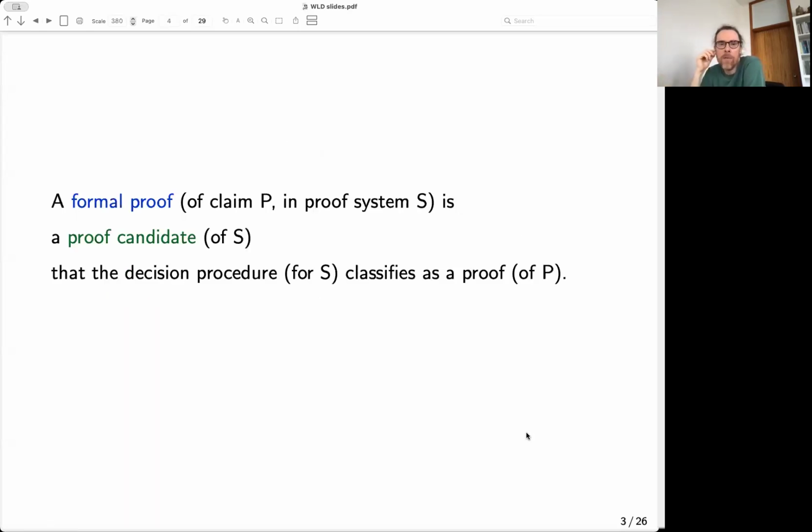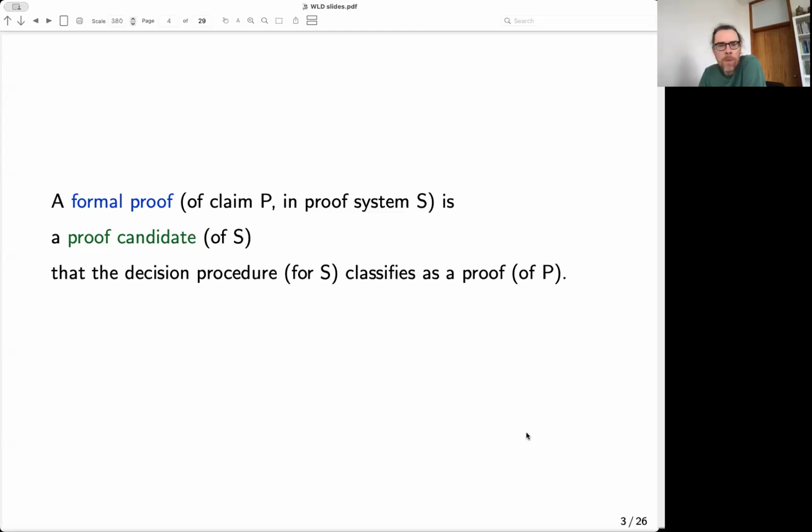Okay, and then a formal proof of some claim P in some proof system S is going to be a proof candidate that the decision procedure ticks off, saying yes, this is a proof of P. That's what a formal proof is. So, as foreshadowed, it's always a proof of something, in some system. Okay, so that's what I'm calling the core conception of formal proof.